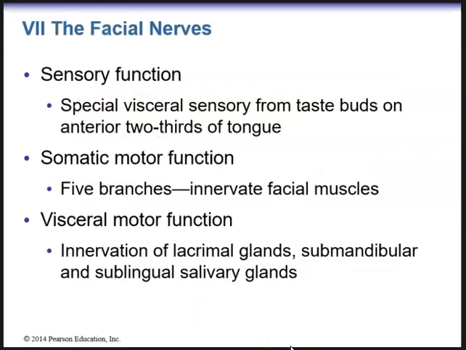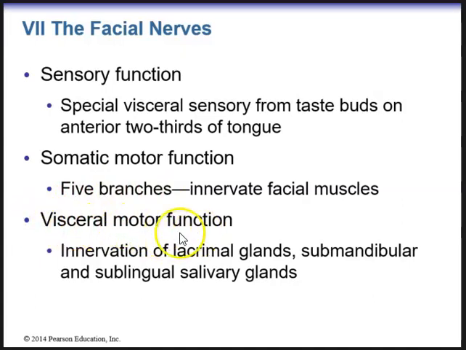Facial nerve, another important nerve. It has both sensory and motor functions. The sensory function provides special visceral sensory from the taste buds on the anterior 2/3 of the tongue. And then we have somatic motor functions. We have 5 branches that innervate the facial muscles. Unfortunately for you, you don't need to know all 5 branches that innervate the facial muscles.